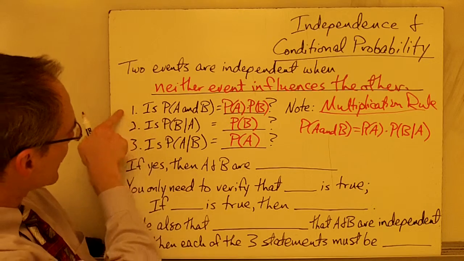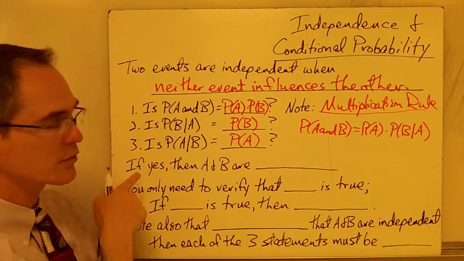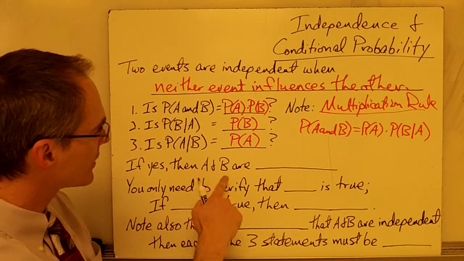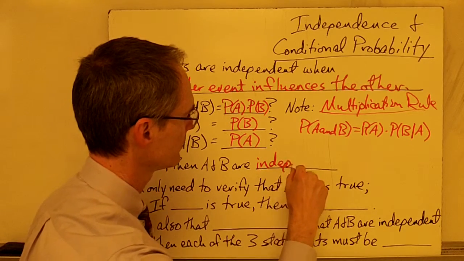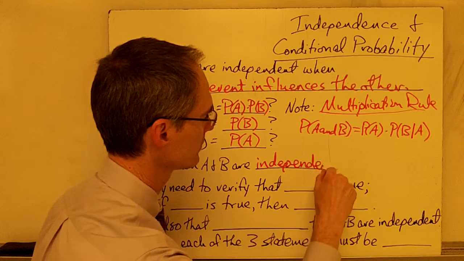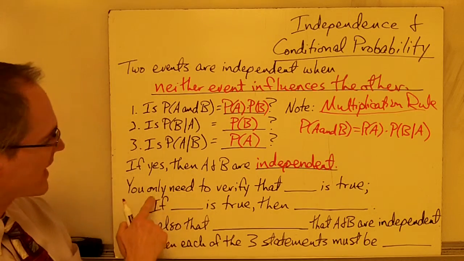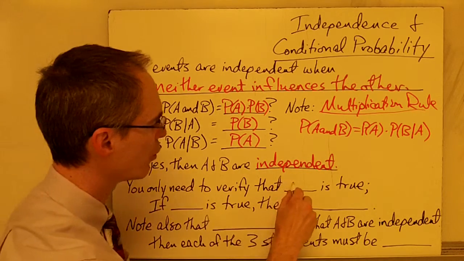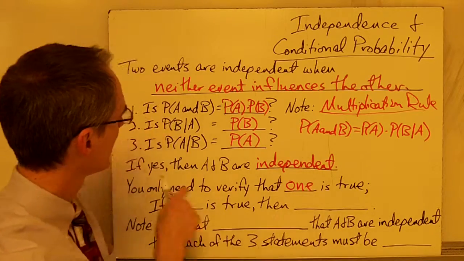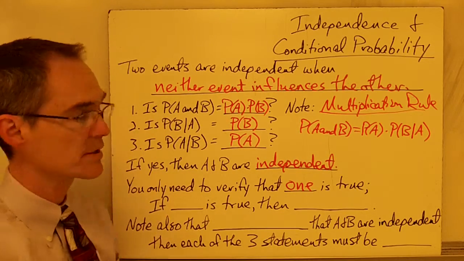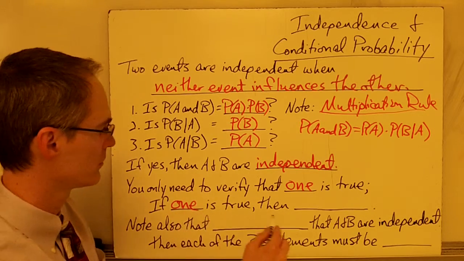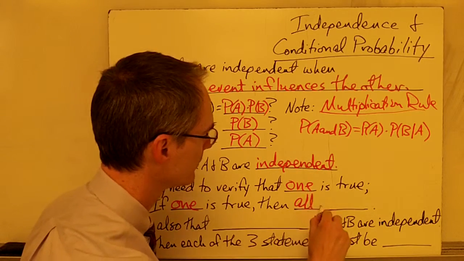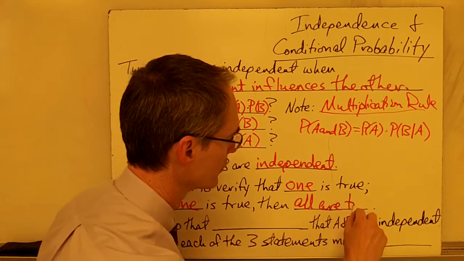So if I can answer yes to any of these three questions, then I know that events A and B are independent. Notice that I only need to verify that one of these three statements is true. And if one of them is true, then all of them are true.